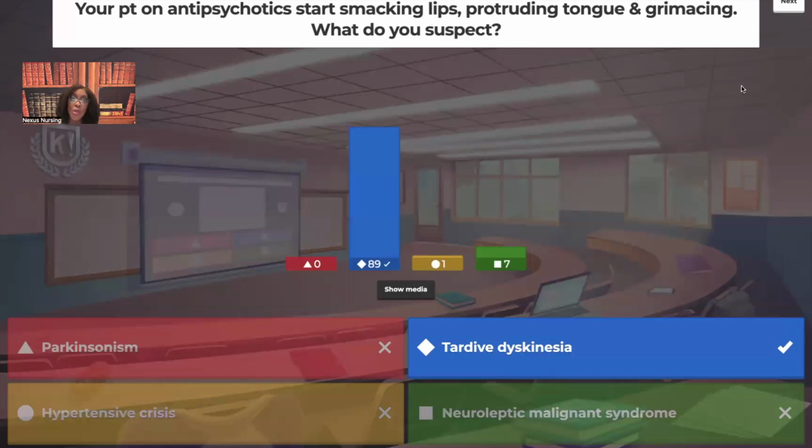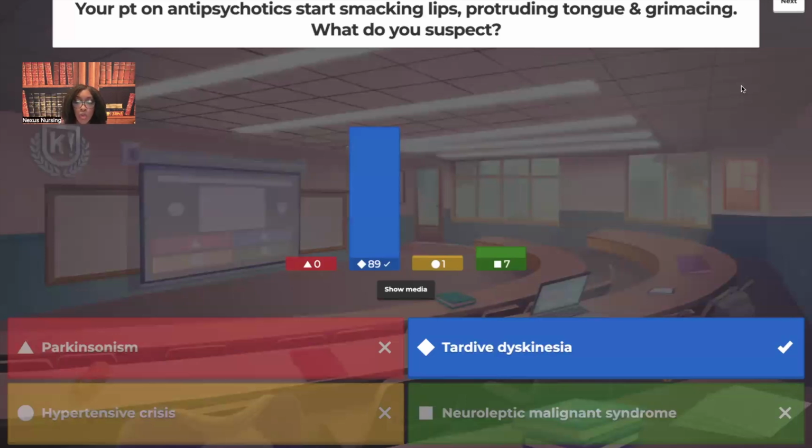Hypertensive crisis. We were just talking about MAOIs and foods high in tyramine. If you're on MAOIs, you need to stay away from foods high in tyramine, because we're concerned about hypertensive crisis. That's what can happen to the patient. They may experience headache, neck stiffness, nausea, and vomiting. Of course, their blood pressure will be through the roof.